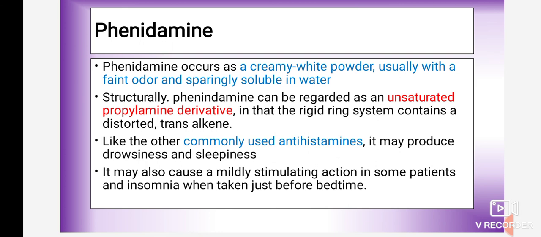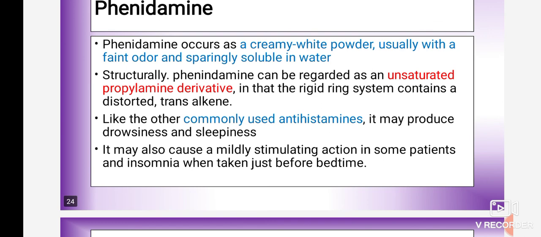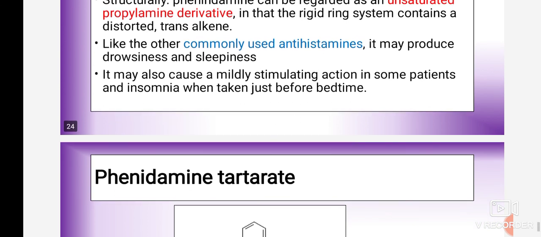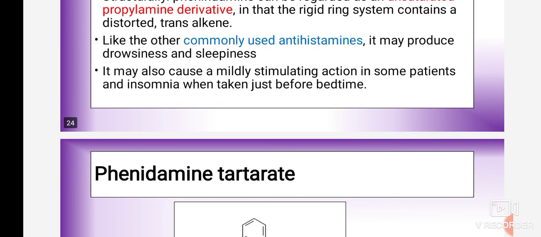Then the next drug is phenindamine. Phenindamine occurs as a creamy white powder, usually with a faint odor, and is sparingly soluble in water. Structurally, phenindamine can be regarded as an unsaturated propylamine derivative. Okay, so it is unsaturated. It contains a double bond, a rigid ring system containing a distorted transalkyl.